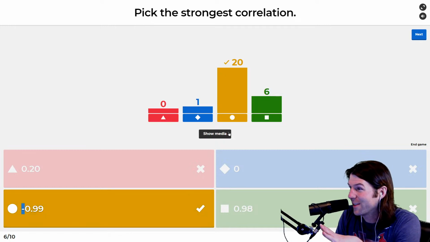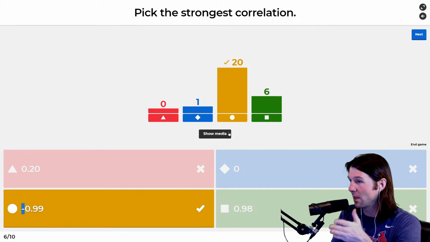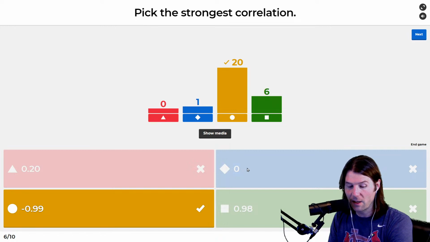I try to put tricky questions on here to catch people and to talk about these key concepts: strength is as close as something is to -1 or +1, and the weakest something can be is 0.